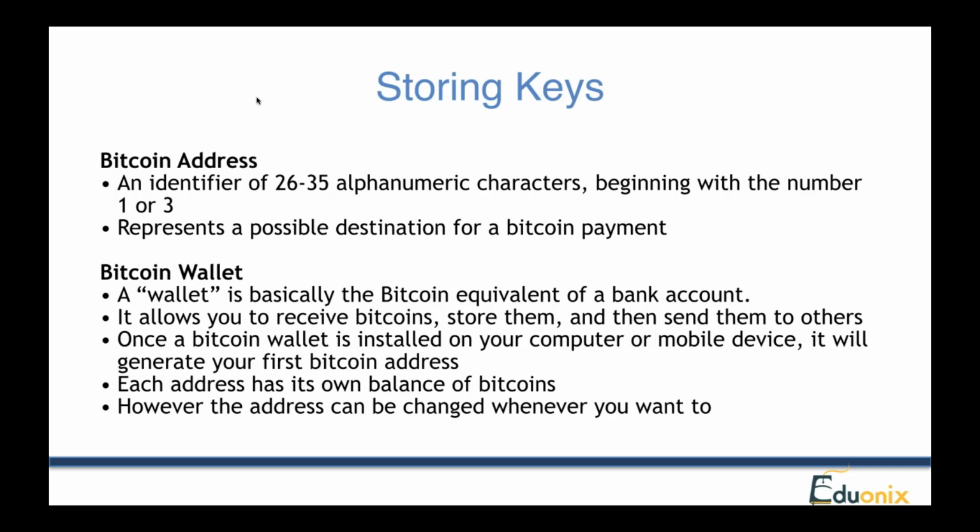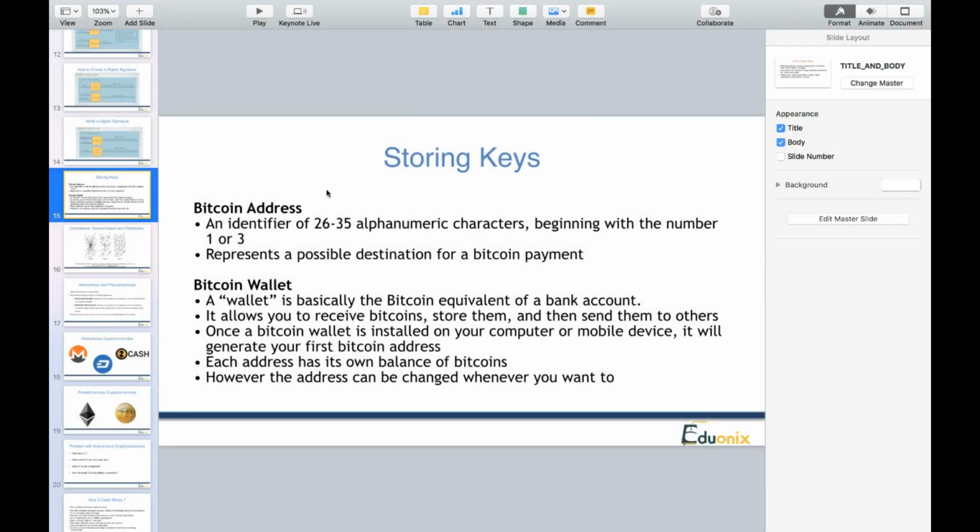So let's see. Now this is pertaining to Bitcoin only. In Bitcoin, an identifier of 26 to 35 alphanumeric characters beginning with the number 1 or 3. So, Bitcoin address is also a part of asymmetric cryptography. What is an address? I'll show you in a moment.